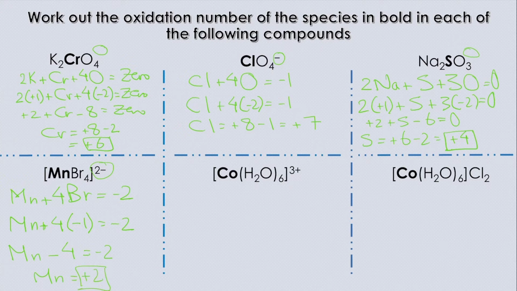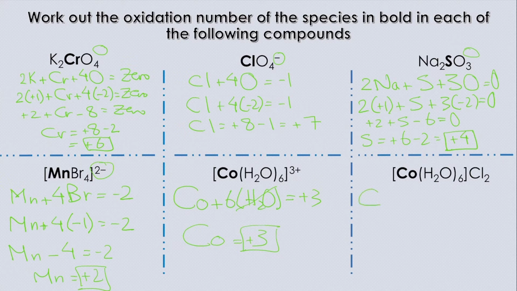Next, Co plus 6 water, H2O, equal to +3. We have a very interesting thing here, which is H2O. H2O is a neutral molecule, so it is 0. So Co is equal to +3. The oxidation state for cobalt here is +3.